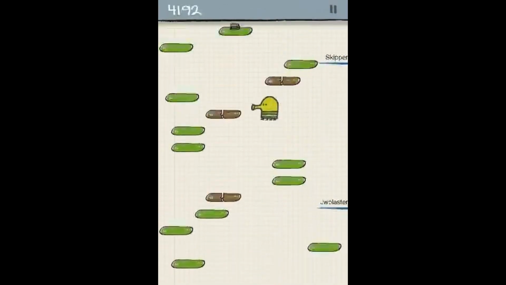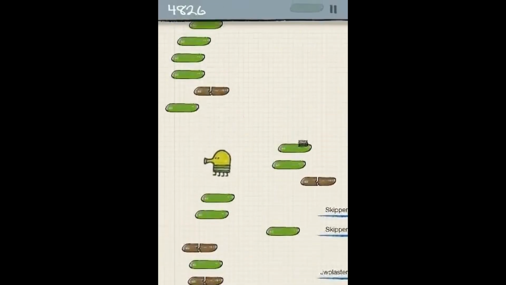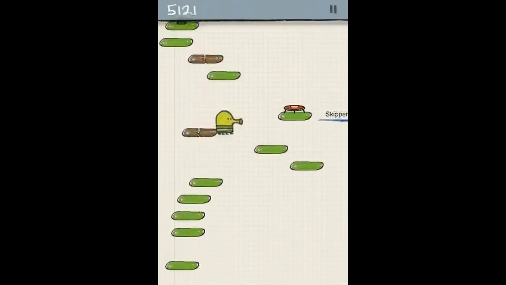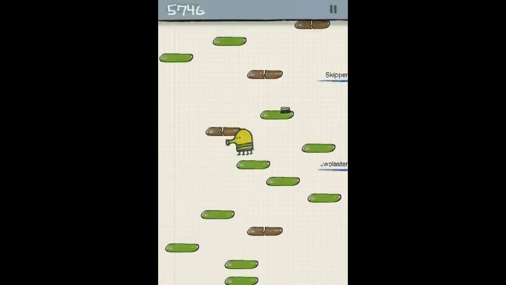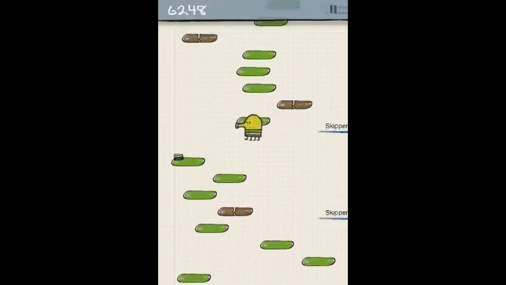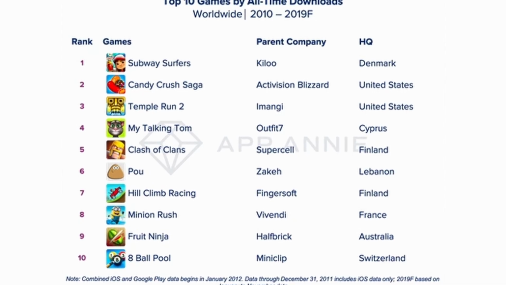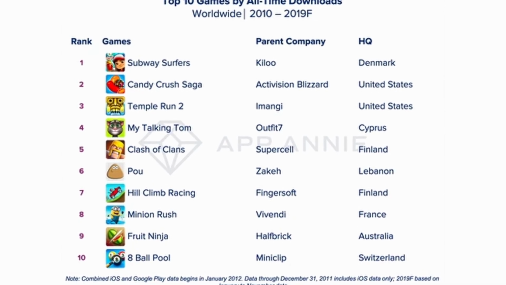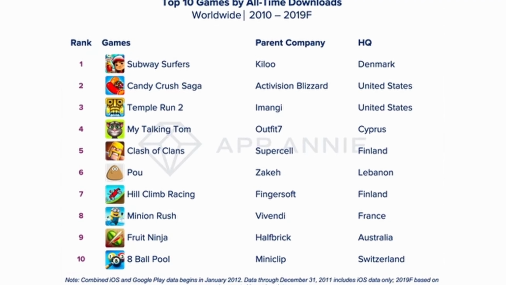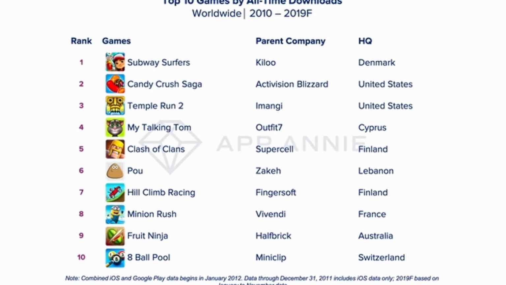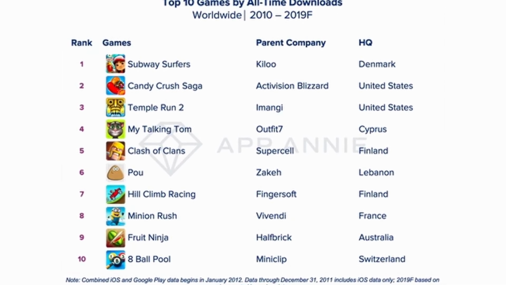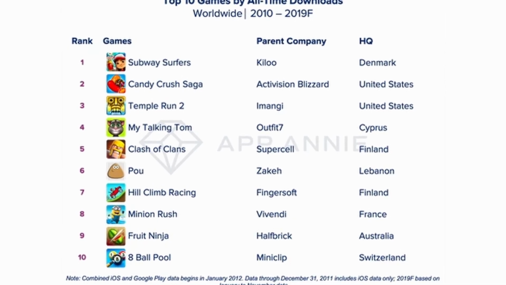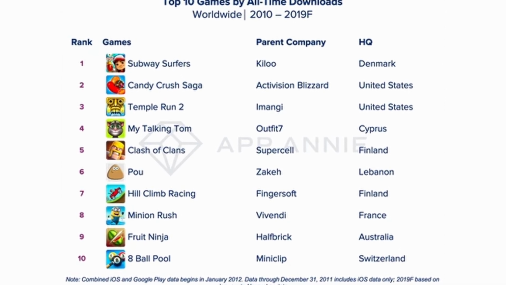So when the market forced them to go free, they had no spending economy to fall back on, and the only lever left was your attention. And you can see this really clearly in the charts from that decade. When App Annie listed the most downloaded mobile games of the 2010s, number 1 was Subway Surfers, and the list also had Temple Run, My Talking Tom, Pooh, Hill Climb Racing, Minion Rush, Fruit Ninja, and 8-Ball Pool on it.